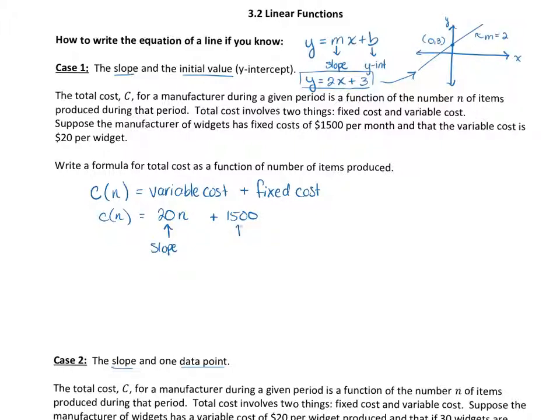And the fixed cost, that's your y-intercept. The y-intercept in this problem, remember we could write it as an ordered pair, is (0, 1500). And in this problem, the x value represents n and the y value represents C. So this tells us that our cost is $1,500 even if we don't produce any items. So that's the first case. Let's take a look at case 2.